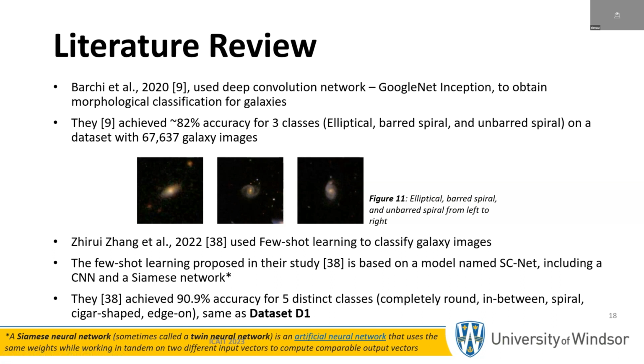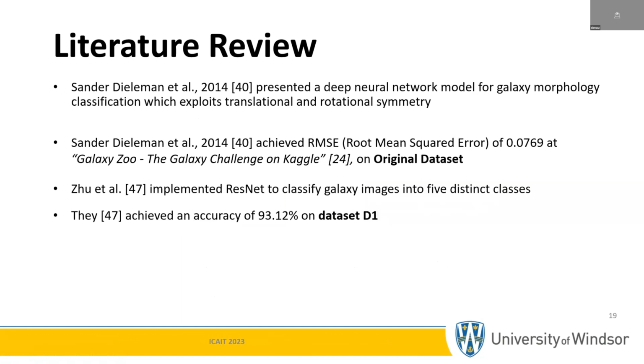Sometimes they use D1, sometimes they use D2, sometimes they use their own data set, which makes the comparison a little bit harder in that case. For example, this reference number 9 is for classifying only 3 classes. That's not what we are doing here. We're doing 5 and 7, but we listed it here as a literature review because this was maybe one of the first works in this area.